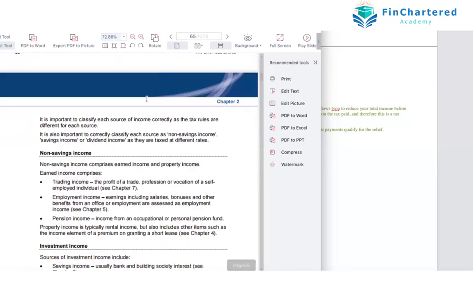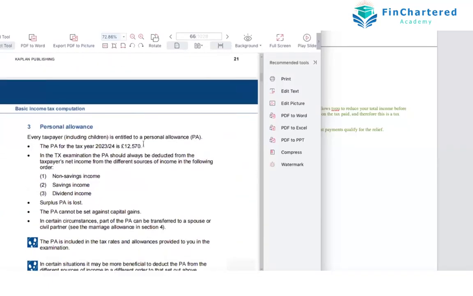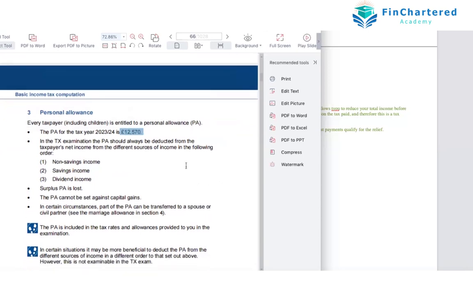Just a few important things I'm going to highlight. Again, how much is the personal allowance? This is very important for all the calculations throughout this chapter. If you don't know this, you'll not be able to do any calculations. So the personal allowance amount is 12,570, meaning that whatever you earn up to 12,570 is not taxable. It is for you to keep, it is tax-free. Without knowing this, you cannot do any of the sums in this chapter.